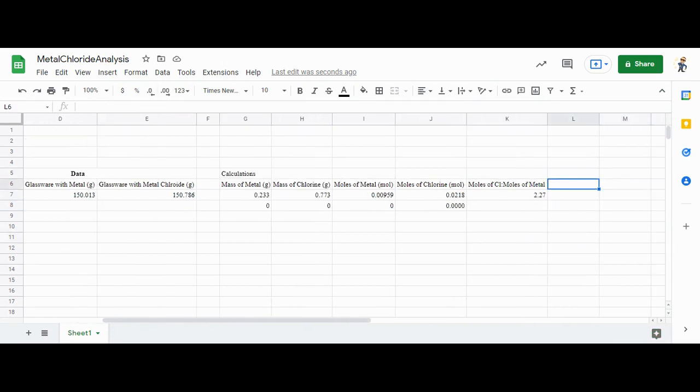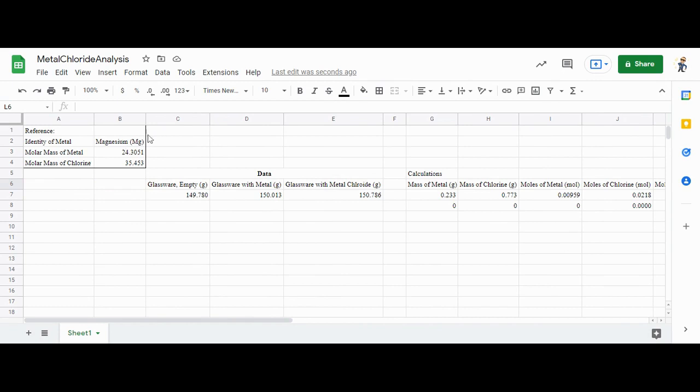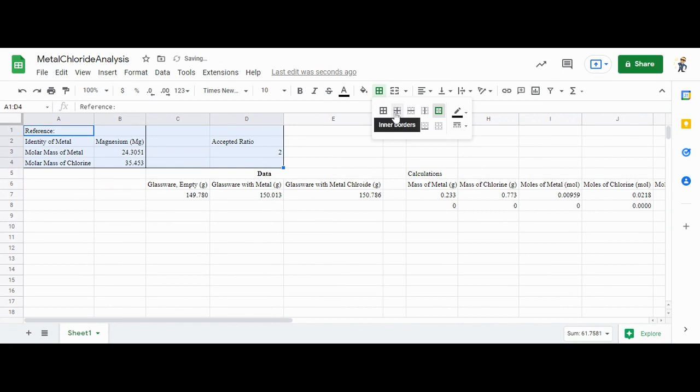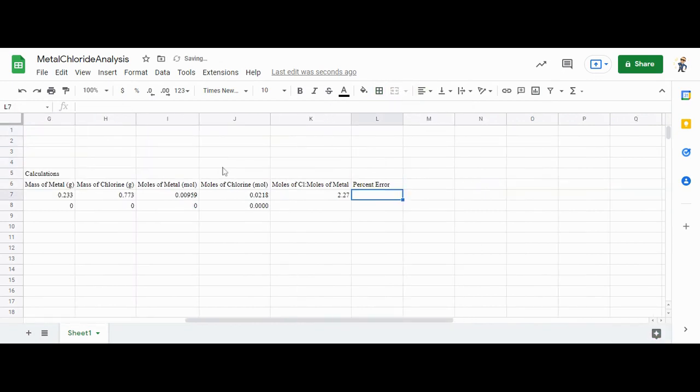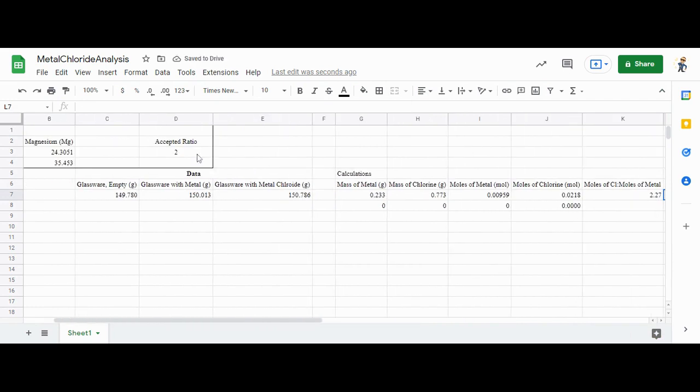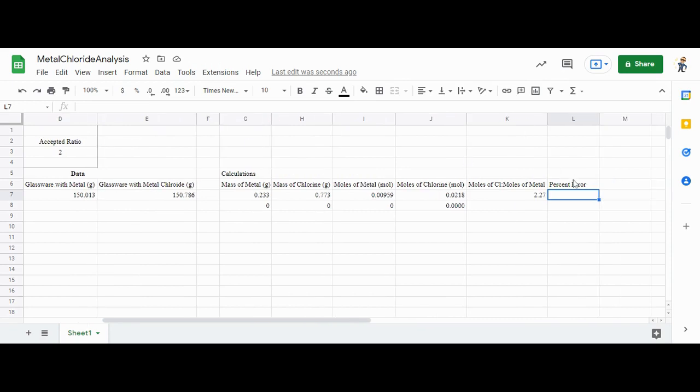Last, we'll look at the percent error. The accepted ratio is 2. It should be MgCl2 for magnesium chloride, and so the accepted ratio is that there should be 2 moles of chlorine per 1 mole of magnesium. I'm going to add that to my reference, so now I can use that ratio here that it is supposed to be 2 in my equation.